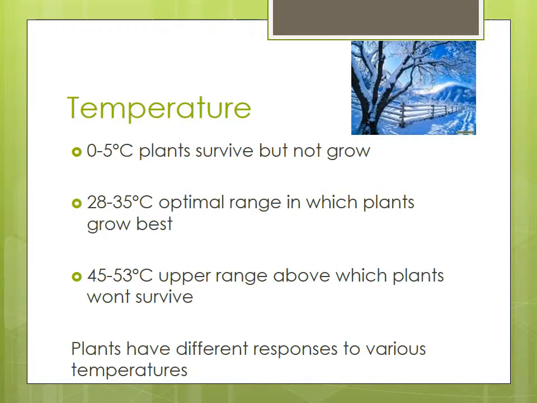The last thing that we need to talk about is temperatures and how temperature can affect plants. So we're looking at 0 to 5 degrees Celsius where the plants are able to live but they're not able to grow. 28 to 35, which is the plant's optimal temperature range. 45 to 53, in which the plants won't be able to survive. So depending on these temperatures, plants have different responses to them.